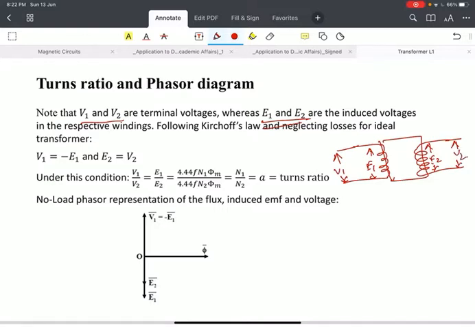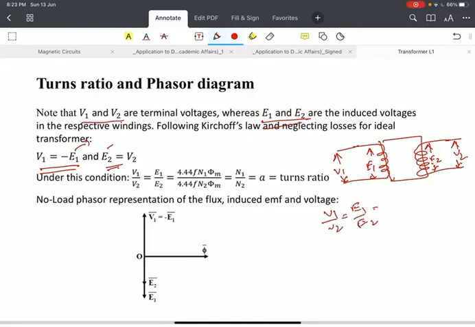So we know that V1 is equal to negative of E1 because of Lenz's law: the induced voltage will be opposing the source that caused it, therefore V1 is equal to minus E1. However, the voltage across the secondary, E2, is the induced voltage, which will be equal to the terminal voltage V2 because there is no source here. So under this condition we can write V1 by V2 equal to E1 by E2.